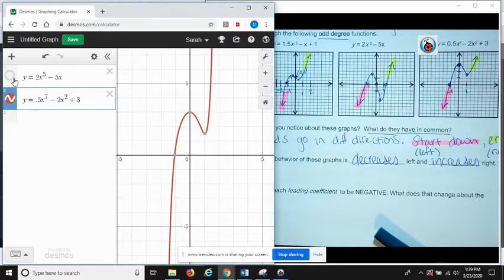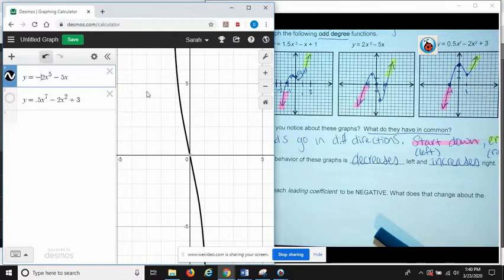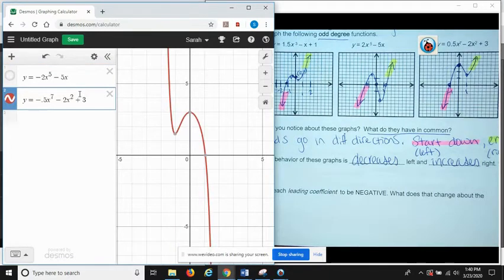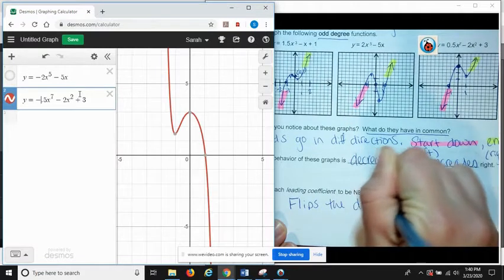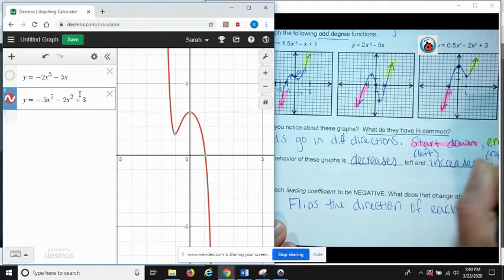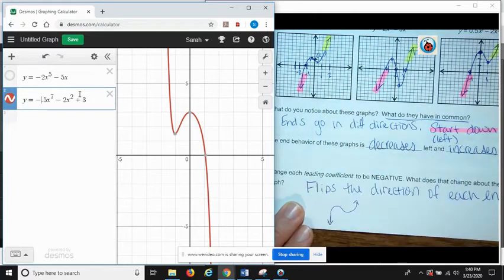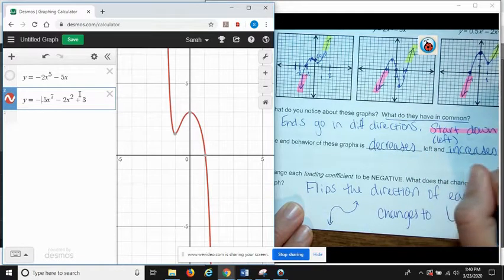So let's start with the middle function that we had. So I'm going to unhighlight the red function so that I don't see it anymore. I'm going to go ahead and make this negative, and it flips the direction that the ends go. Okay, so let's see if that happens the same with this. So here's the positive, here's the negative. So it flips the direction of each end. So instead of going down and then going up, it changes to going from up and then to down.